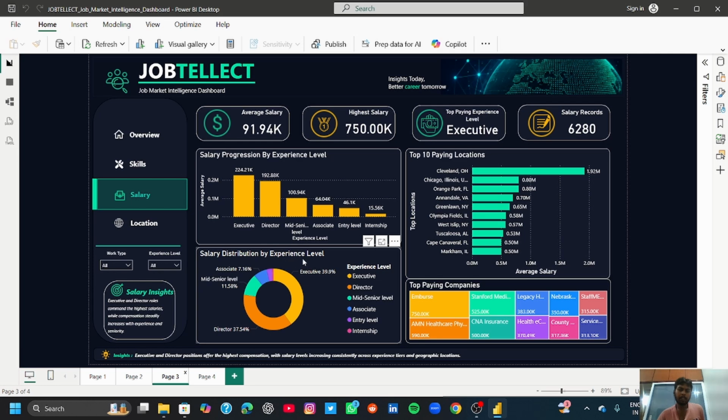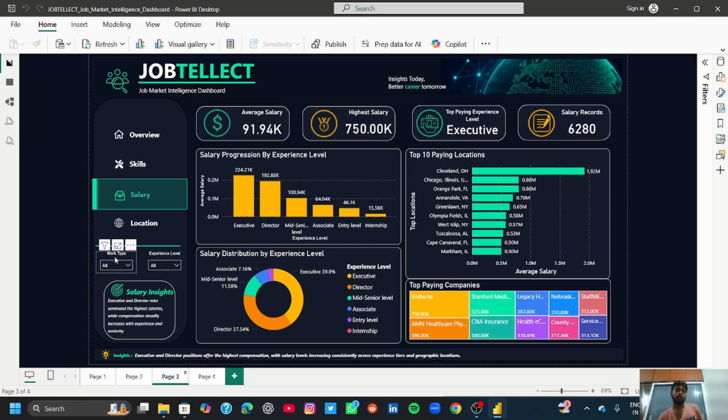The salary distribution by the experience level, we can see here the executive at 40 percent, director at 37 percent, and much more. And the top paying companies here we can see Embers, Stanford, EMN Healthcare, CNA Insurance, Legacy Health, and much more. The salary insight here is that the executive and director roles command the highest salaries, while the compensation steadily increases with the experience and seniority level. As the experience and seniority matter, the salary goes up here.